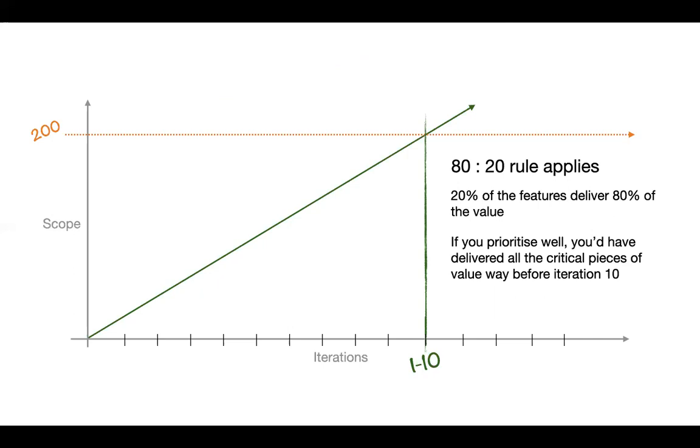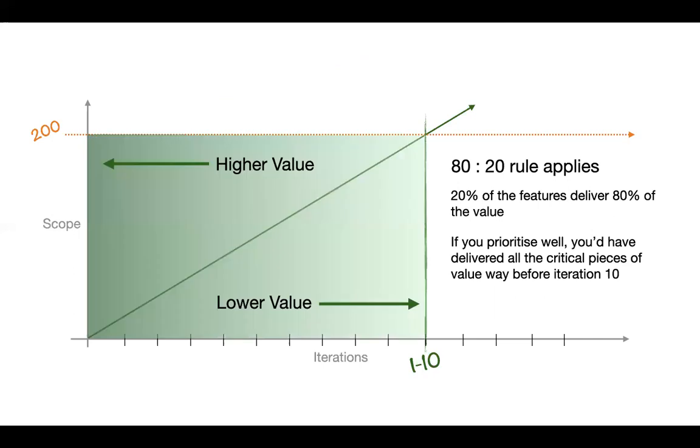The second reason why keeping scope flexible makes sense is because the Pareto principle, the 80-20 rule, applies to software development as well. And so typically 20% of your features are going to deliver 80% of the value for your customers. And that means that if you have done your prioritization well, then all your higher value features have already been done well before iteration 10. And so even if some of the lower value features don't make it in iteration 10, it's not a big problem. It shouldn't be a big problem, right? So you need to concentrate on prioritization and ensure that you're delivering the most valuable features for your customers at the beginning of the project, right?